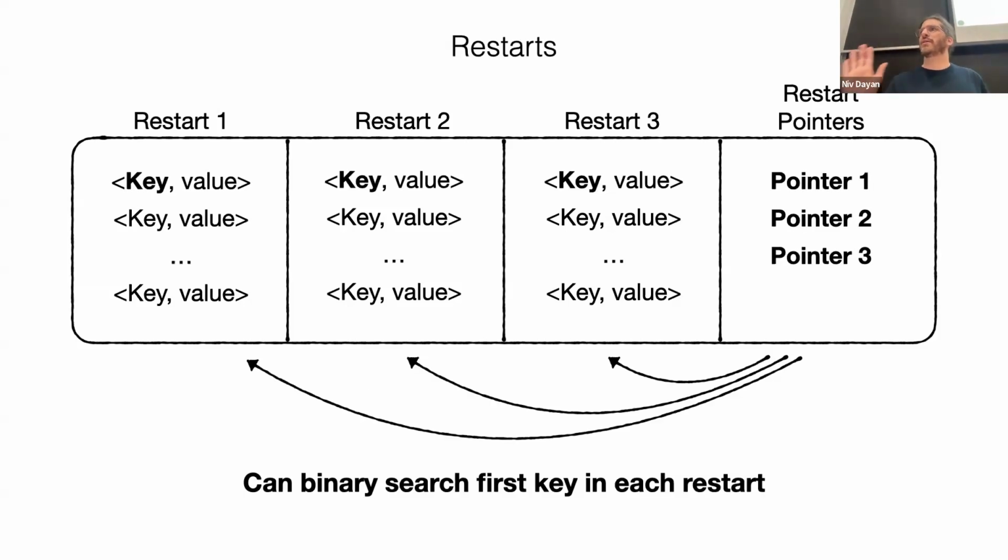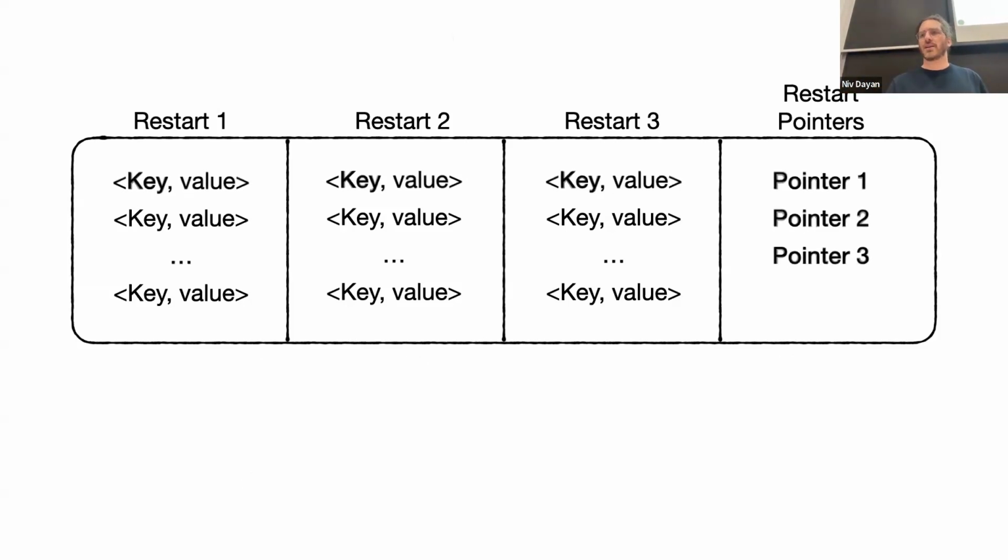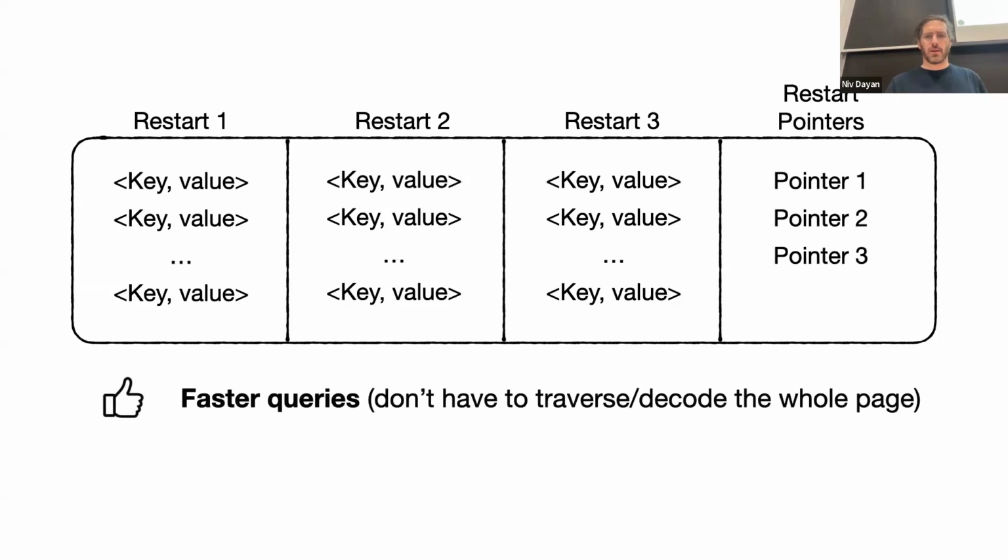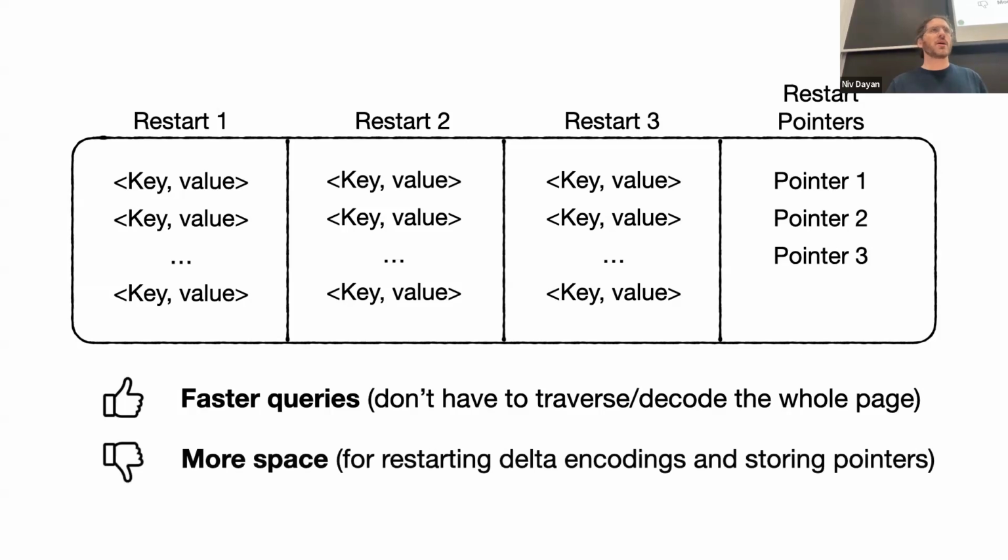Good. Questions? All right. I kind of want to speed up. So this allows us to get faster queries. We don't have to traverse everything sequentially. But the trade-off is we need moderately more space. Why do we need more space? Because for one thing, we're restarting the delta compression. So we're wasting a bit of space by not being able to compress the first key in each restart interval. And we're also wasting some space for the pointers at the end of the page. But that's not too bad. Okay, so reasonable trade-off overall.